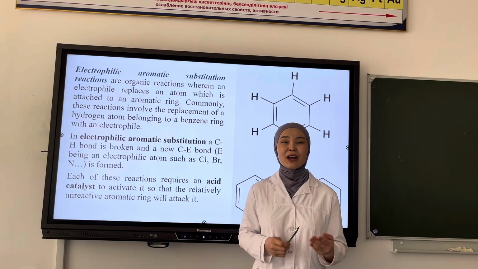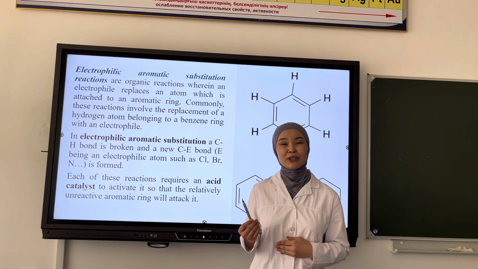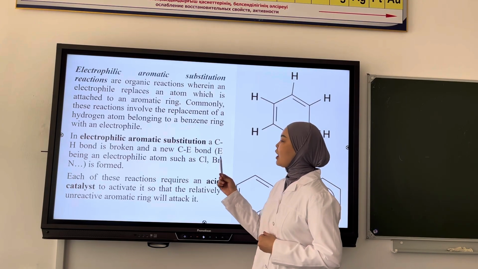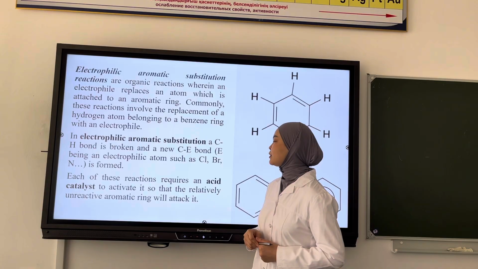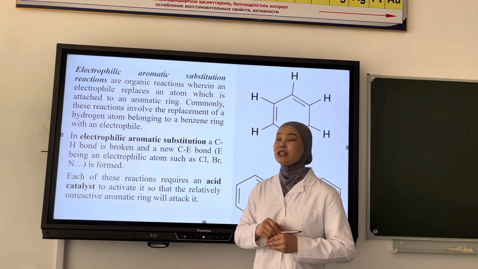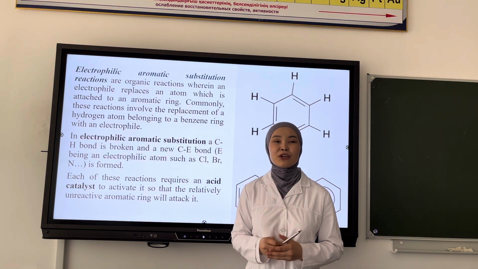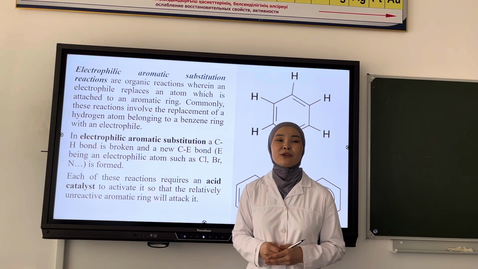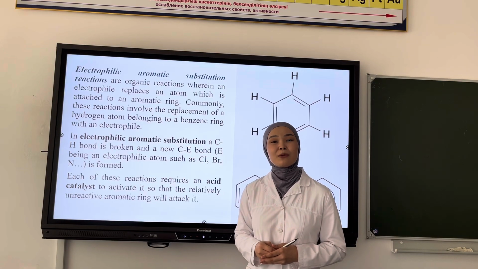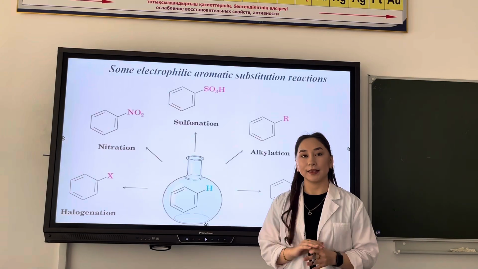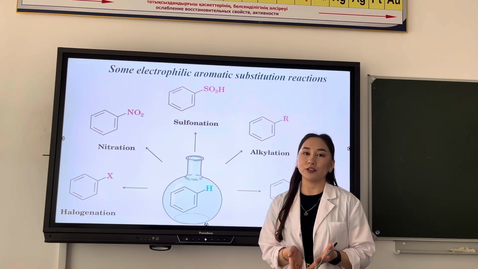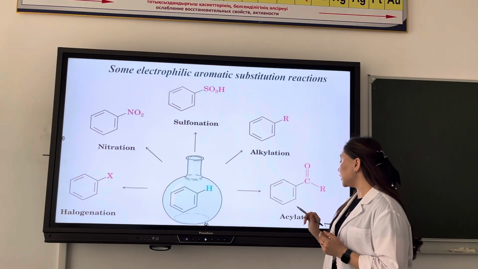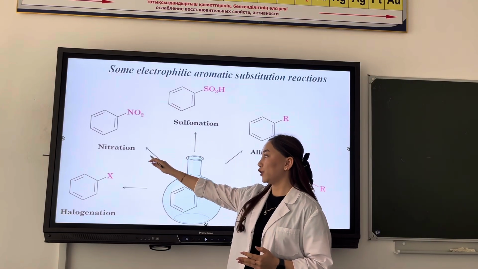In electrophilic aromatic substitution, a C-H bond is broken and a new C-E bond, binding an electrophilic atom such as chlorine or bromine, is formed. Each of these reactions requires an acid catalyst to activate the electrophile so that the relatively unreactive aromatic ring will attack it. Some electrophilic aromatic substitution reactions are sulfonation, alkylation, acylation, halogenation, and nitration.